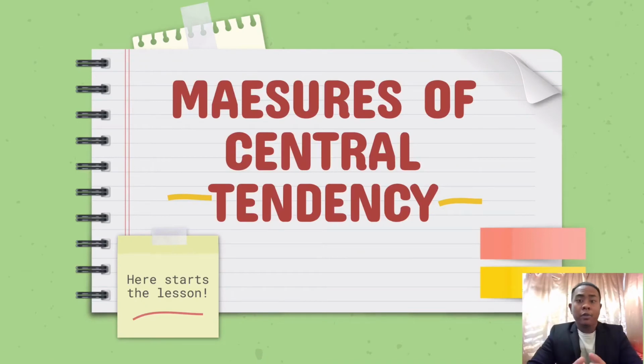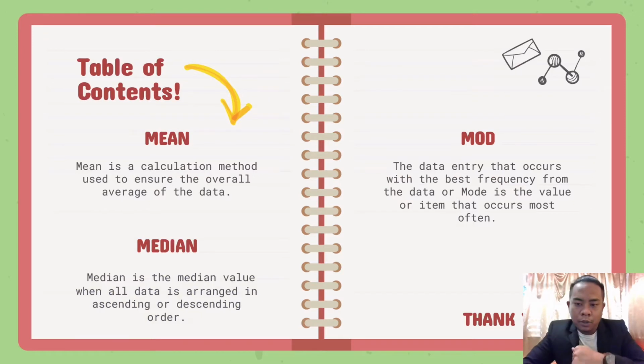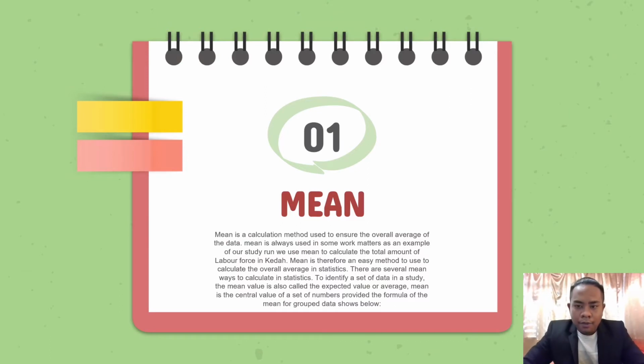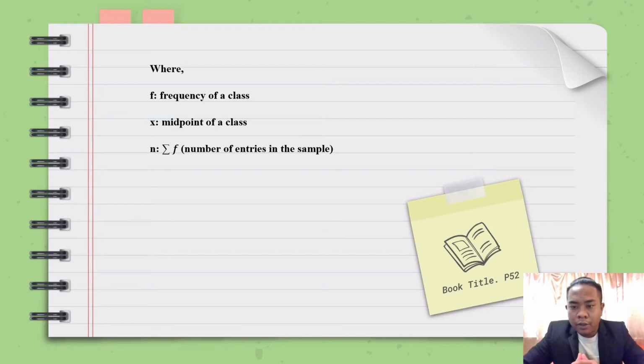Okay, now we are going to measures of central tendency. Now we are going to the table of content, which is mean, median, and mode. First, we are going to the mean. Now we are going to the formula to identify the data for labor force in Kedah, where f is the frequency of a class, x is the midpoint of a class, and n is the number of entries in the sample.